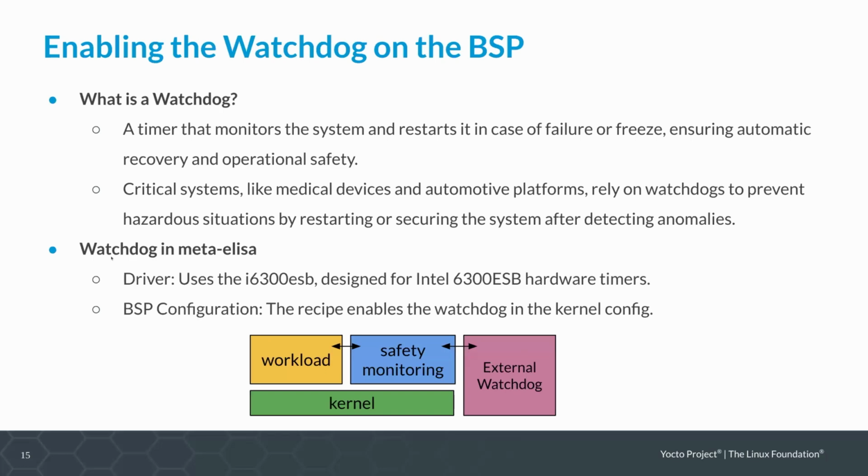For this example, and for the meta-elisa BSP part, we're going to see that we use an Intel 6300 ESB chipset. We're going to run the demo in a QEMU environment, not on the target, but we emulate this driver using QEMU. Okay, so this is the driver that we set on the BSP layer.